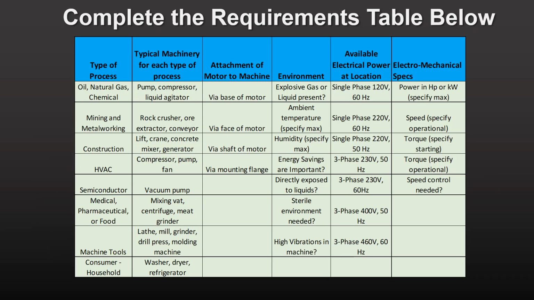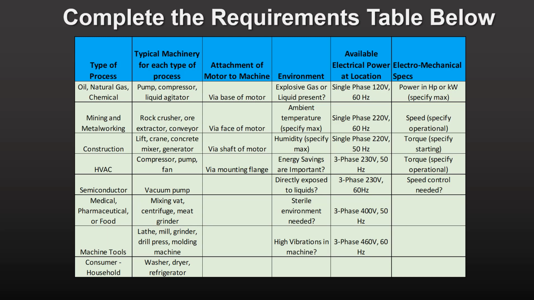To specify an AC motor, you must first define your production process, shown in the left column. This was based on the type of motors we've discussed so far, and in which industries certain motors are commonly used. Each of the processes has typical types of machinery associated with it. Choose one of the types of machinery or type in yours. In the third column from the left, pick one of the 4 methods of attaching a motor. The column for environment goes next.